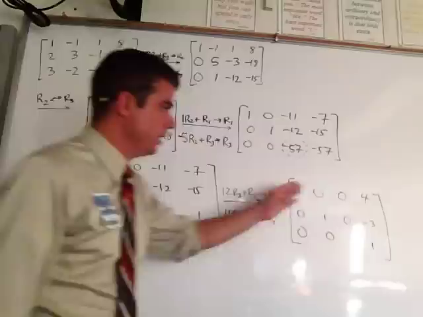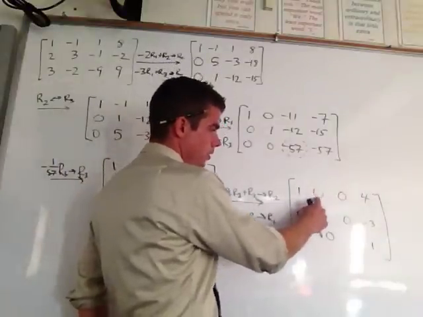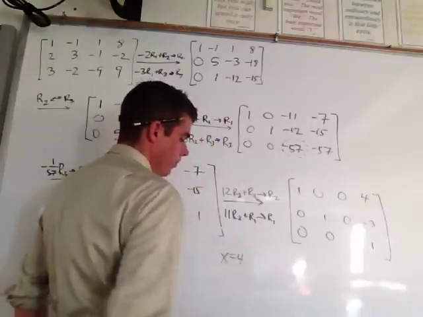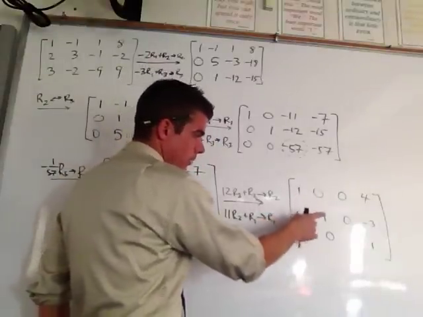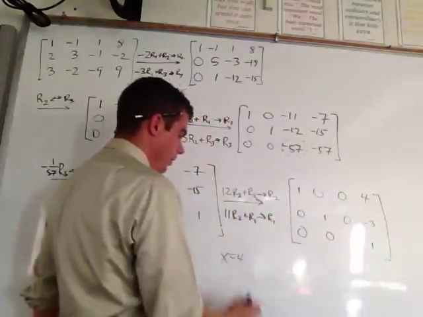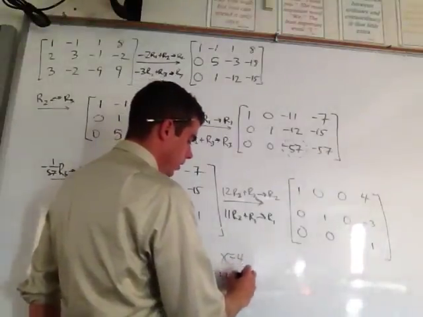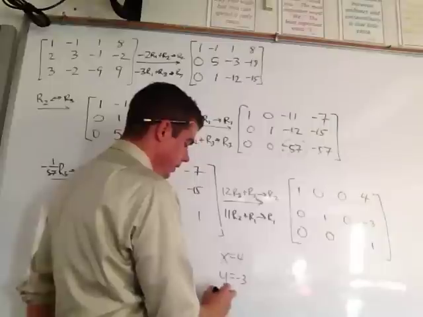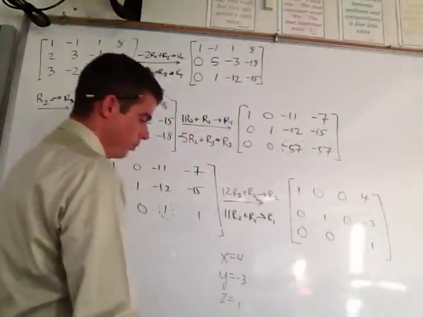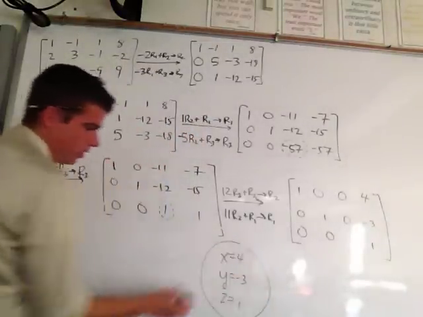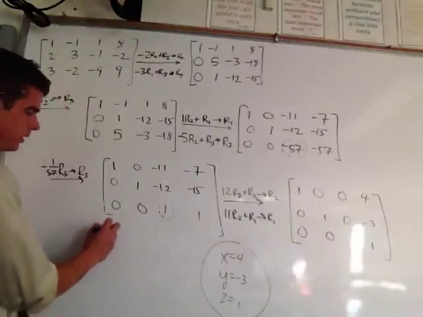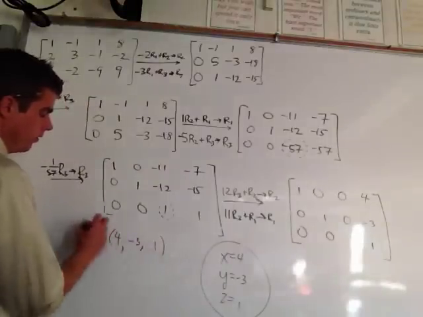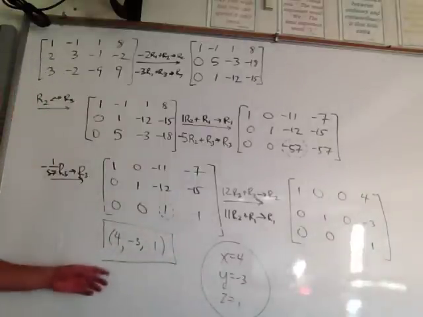And if we read this, it says 1x plus no y plus no z equals 4. So I know x is 4. This row says no x's plus 1y plus no z's equals negative 3. So y equals negative 3. This row says no x's plus no y's plus 1z equals 1. So here's a list of our solution. It may also ask us for an ordered triple. So you put them in alphabetical order: 4, negative 3, 1 is the ordered triple.